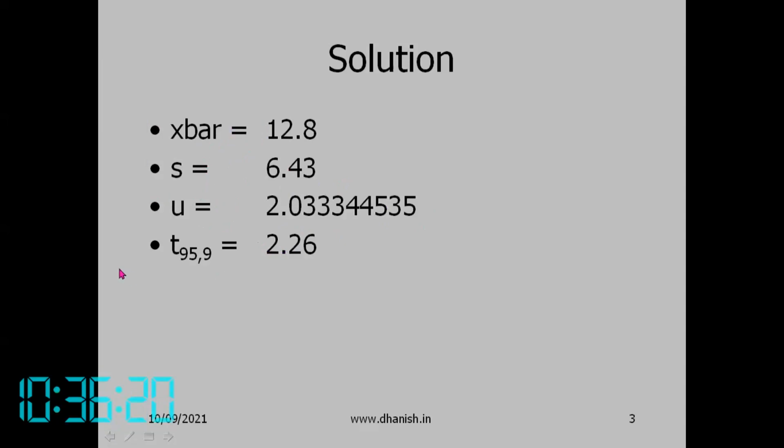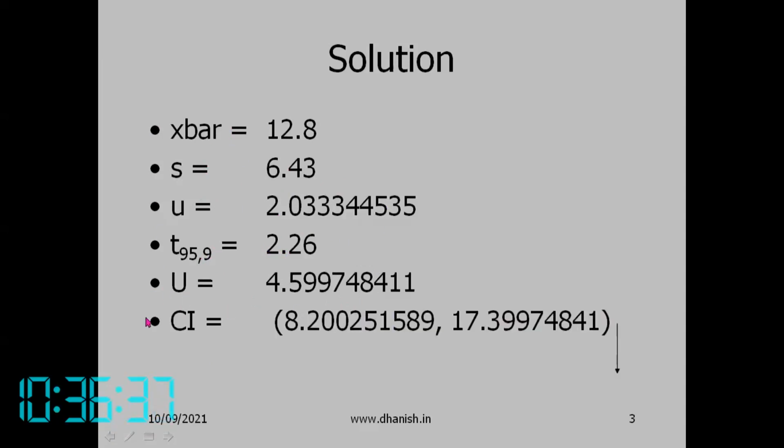Then from 10 readings, the degrees of freedom will be 9. Accordingly, the T factor will be 2.26. So the expanded uncertainty will be 2.26 into 2.033, which is 4.599. Therefore, the confidence interval will be X bar plus or minus capital U, that is 8.2 to 17.399. So now this is the coverage interval with 95% confidence.